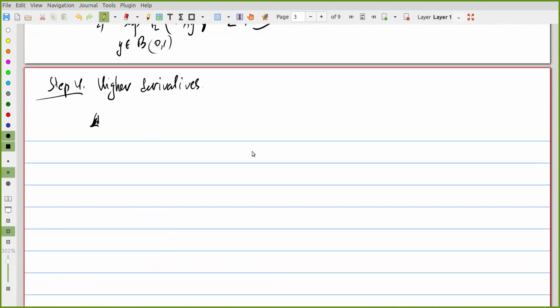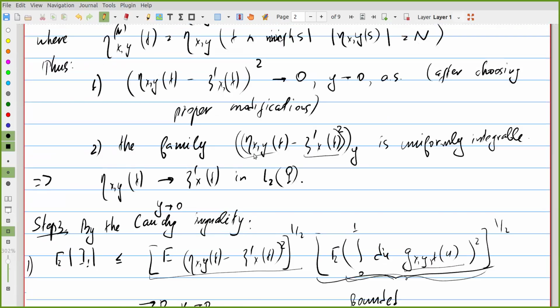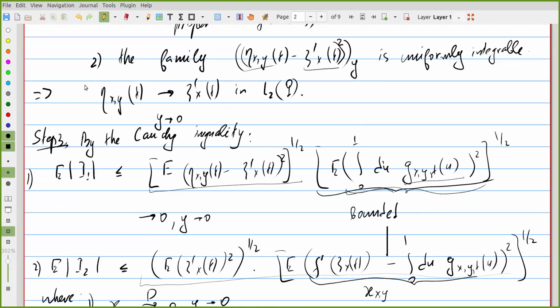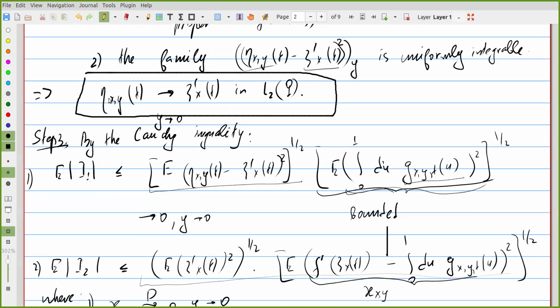Typically, it's done via the so-called theory of L2 derivatives. And here you can see that the main technical step was establishing this. So effectively, we don't use in what followed that eta x y t converges to the derivative almost surely. We only use that it converges to some good function in L2. And there is a whole theory of L2 derivatives.